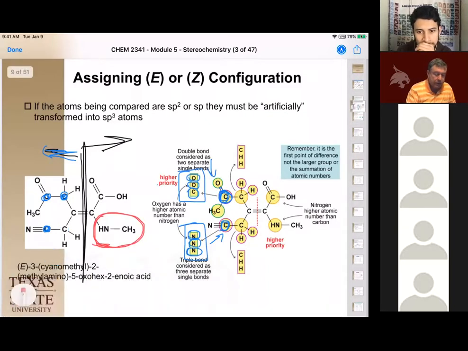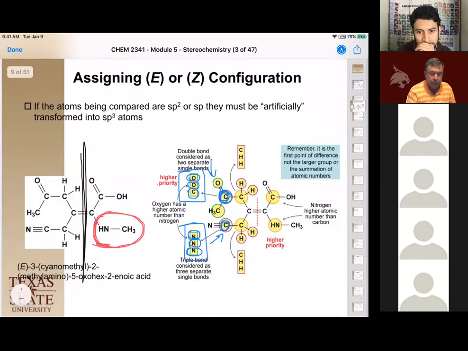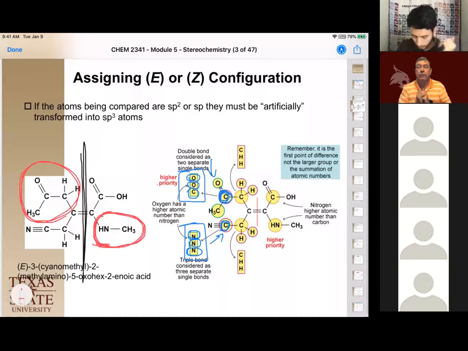Now let's go back over here. We've assigned our highest priority to this side just from rule number 1, and we had to go through rule number 2 and rule number 3 to assign this as higher priority on this side of the molecule. So now, based on that, is it E or Z?